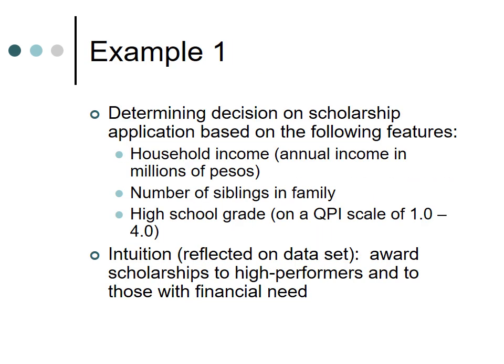For example, we want to take a decision on scholarship applications based on the following features. Number 1, the household income. Number 2, the number of siblings in the family. And number 3, high school grades. The intuition is that the award should be given to the high performers and to those with financial needs.